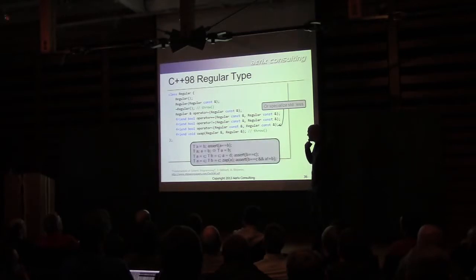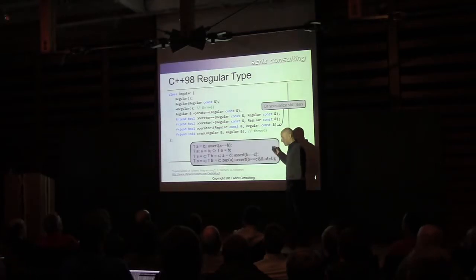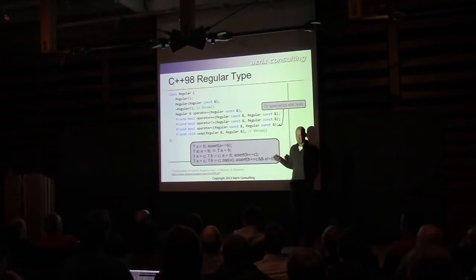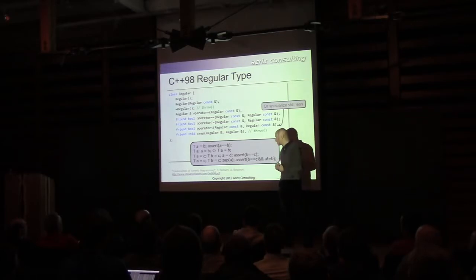In addition, you've got to satisfy these semantic requirements, which is basically like, you copy an object, they better compare equal, right? And if I make a copy, those copies had better be independent. I should be able to change one without changing the other. This is what it means to be a regular type.